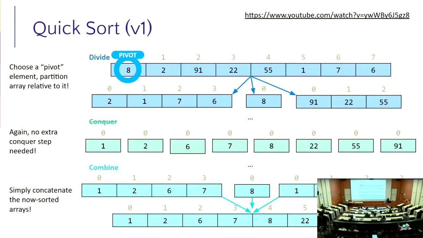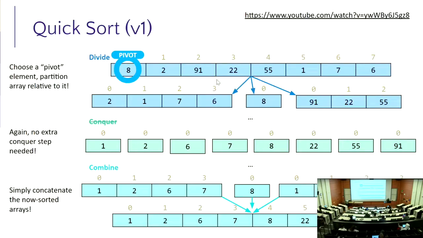I haven't fully sorted it. You can see this array here. This is not sorted order, but all of these items are less than 8. Because all I did was I picked my pivot as 8, and then I looked at this value and said, is 2 less than 8? Put it in the left one. 91, is that less than 8? No, put it in the right one. 22, is it less than 8? No, put it in the right one. 55, no, put it in the right one. 1, yes. 7, 6, and then I've got my pivot hanging out here.